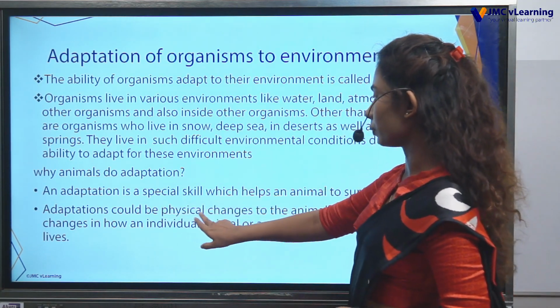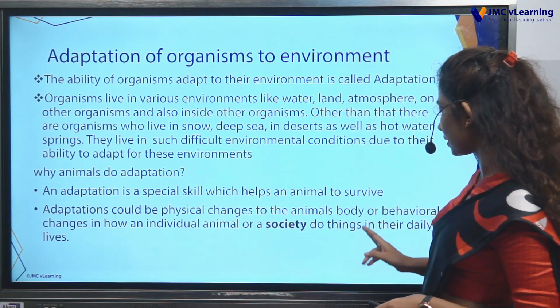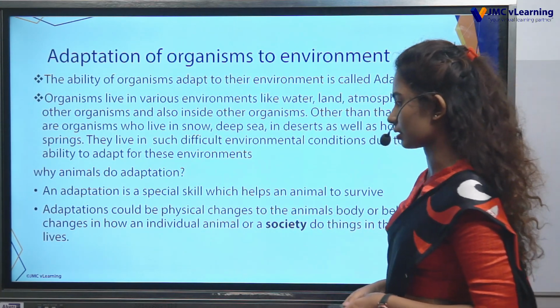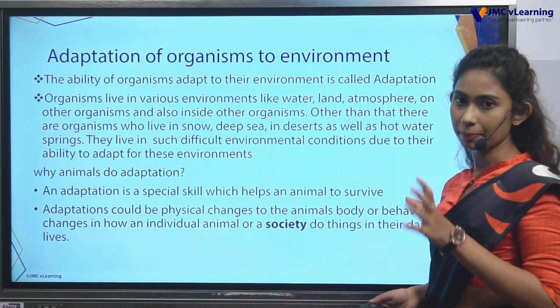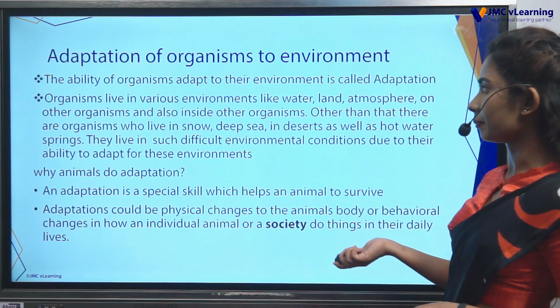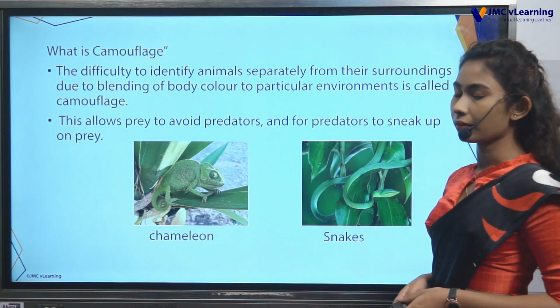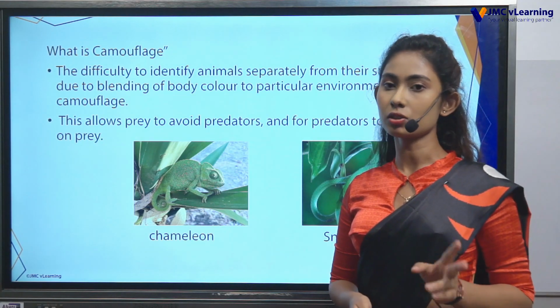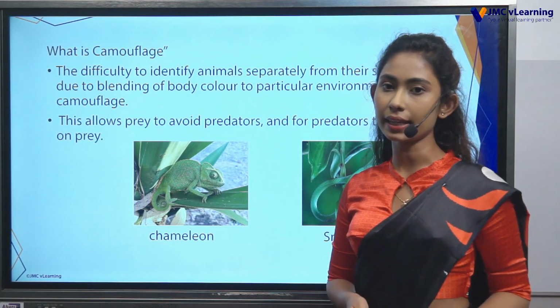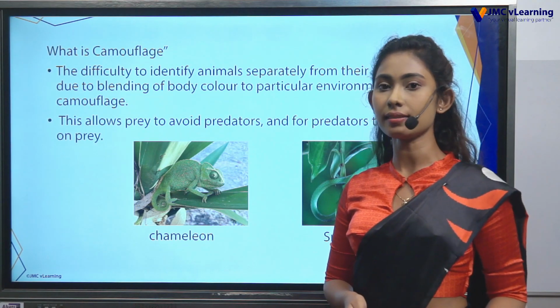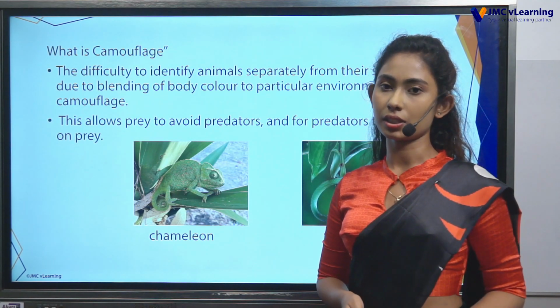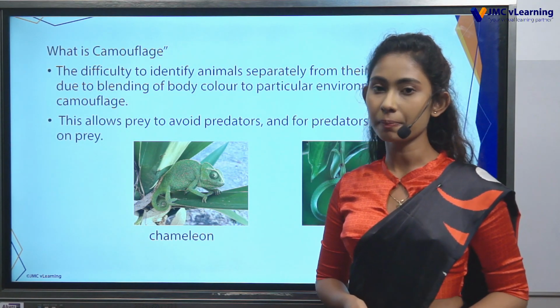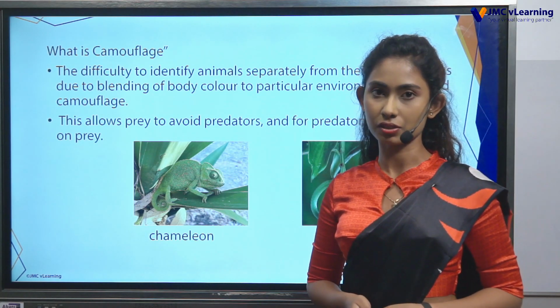Adaptation could be physical changes to the animal's body or behavioral changes. Likewise, that is the simple idea of adaptation. When we talk about adaptation, I am going to talk about two points. One is how color helps adaptation. Secondly, I am going to teach you how body shape helps adaptation.